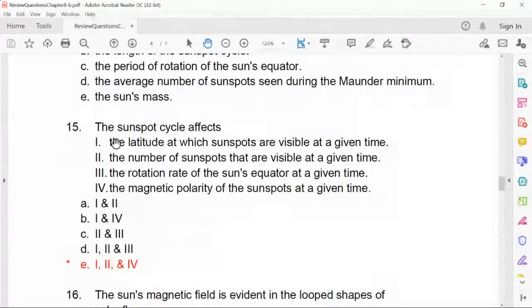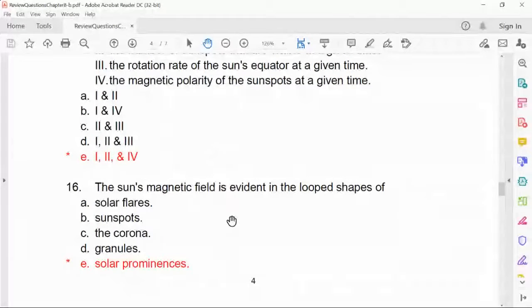15, sunspot cycles affect the latitude at which sunspots are visible at a given time. Remember, Mandarin basically did that. The number of sunspots that are visible at a given time. The rotation is not a factor, but the magnetic polarity of the sunspot at a given time. And we said they go through maximum, minimum because of the polarity reversal.